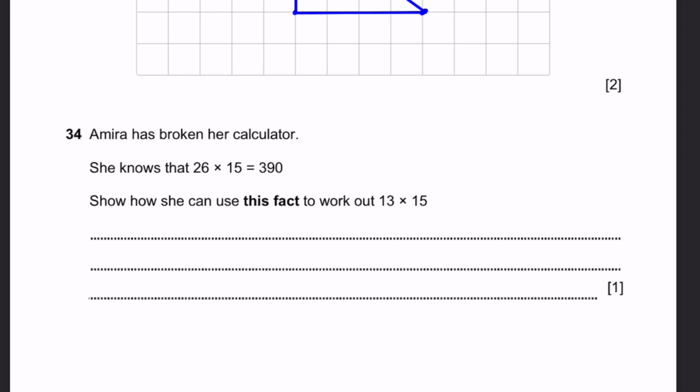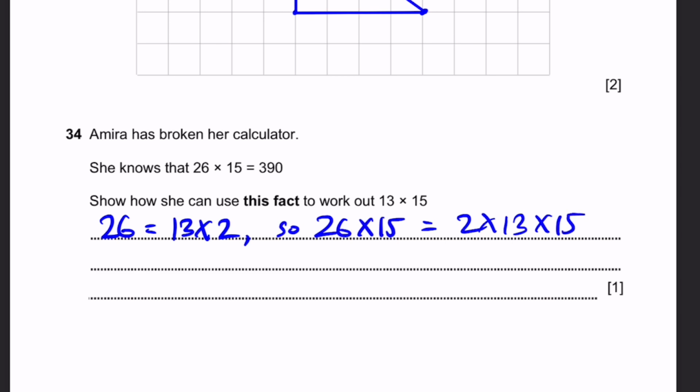Question 34. Amira has broken her calculator. She knows that 26 into 15 is 390. Show how she can use this fact to work out 13 into 15. Well, 26 is equal to 13 into 2. So, 26 into 15 is equal to 2 into 13 into 15, right?